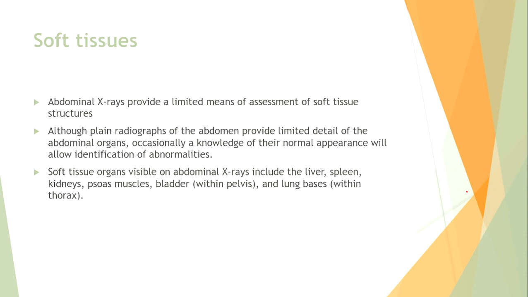Soft tissue on the X-ray. Abdominal X-ray provides a limited means of assessment of soft tissue structures, although plain radiographs of the abdomen provide limited detail of the abdominal organs. Occasionally, a knowledge of their normal appearance will allow identification of abnormalities. Soft tissue organs visible on abdominal X-rays include the liver, spleen, kidneys, psoas muscles, bladder within the pelvis, and lung bases within the thorax.